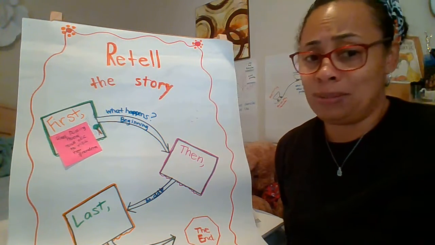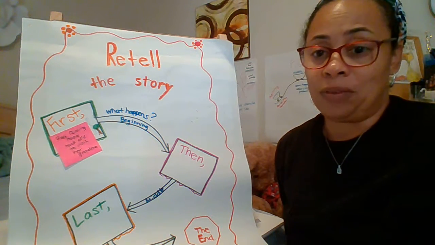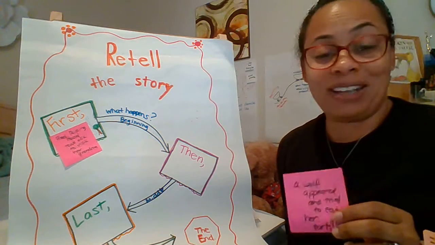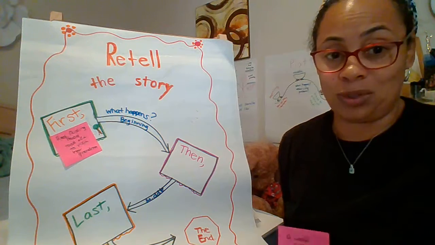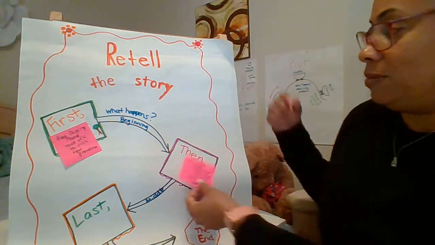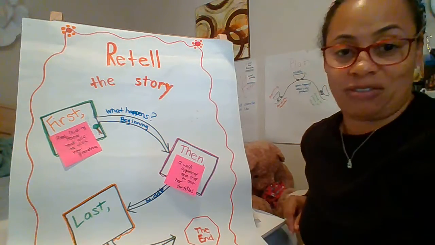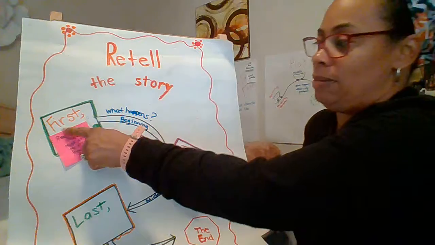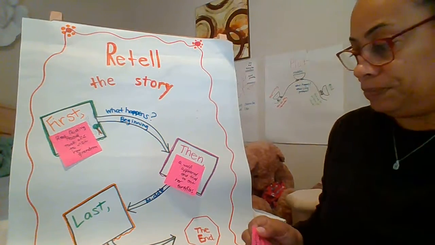Now, if you remember, there's many versions of Little Red Riding Hood. The one we read was the Red Riding Hood going to visit the wolf, and she was carrying a basket of warm tortillas, and he wanted those. So that's what happened then. First, she went off to visit Grandma, then a wolf appeared. Notice I'm using my sequence words, and you're going to get to use those too when you retell a story.